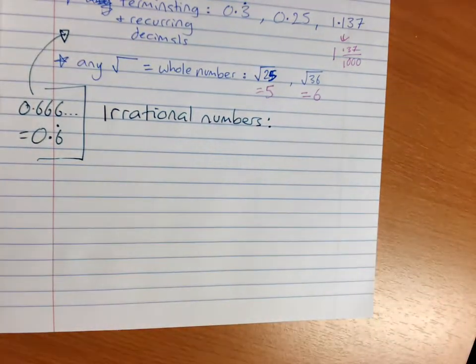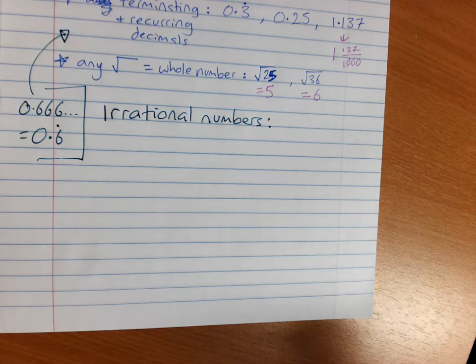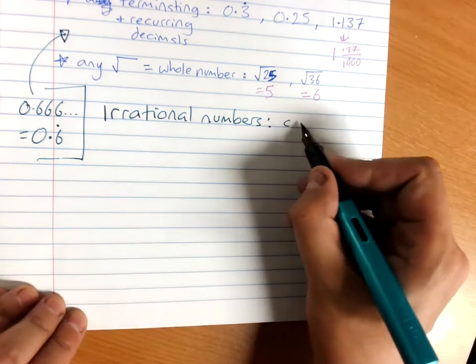So, irrational numbers. Now, they can't be written as a fraction of normal numbers. But we'll put another definition in as well.